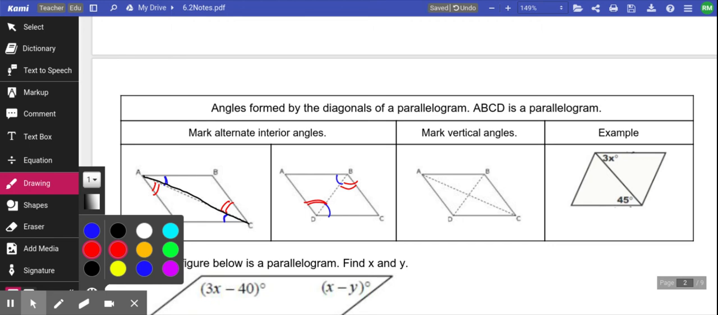Third thing, let's mark the vertical angles. So we have a set of vertical angles here and another set here. Last example of how we can solve this, well, they're alternate interior angles, so those two are congruent to each other. So we can say 3x equals 45, so x equals 15. Okay, I would like you to stop here. You can try the bottom four problems, but you don't need to.